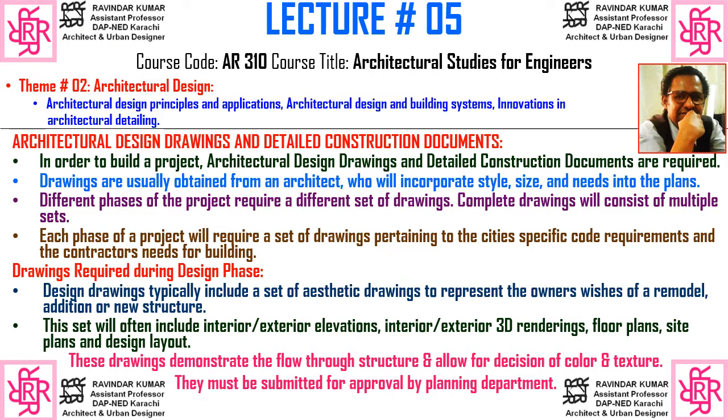Architectural design drawings and detailed construction documents. In order to build a project, architectural design drawings and detailed construction documents are required. Drawings are usually obtained from an architect who will incorporate the style, design, size, and needs into the plans. Different phases of the project require a different set of drawings. Complete drawings will consist of multiple sets. Each phase of a project will require a set of drawings pertaining to the city's specific code requirements and the contractor's need for building.